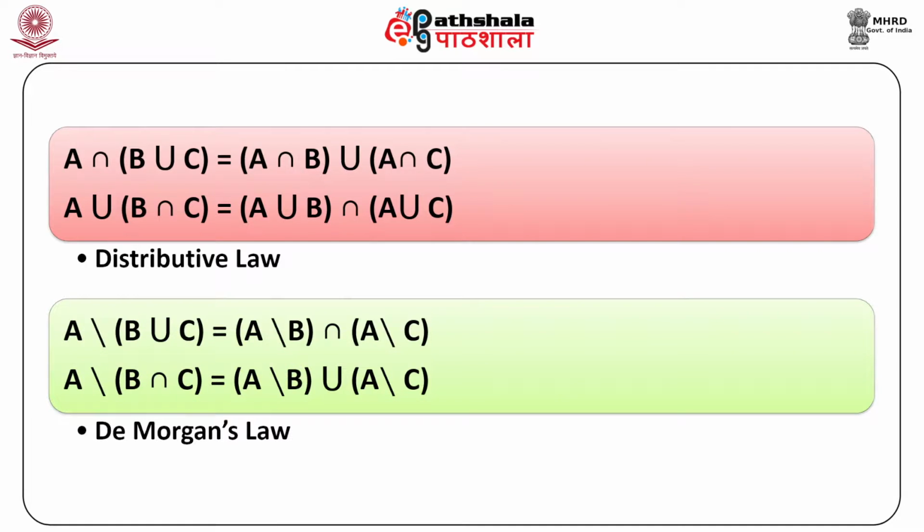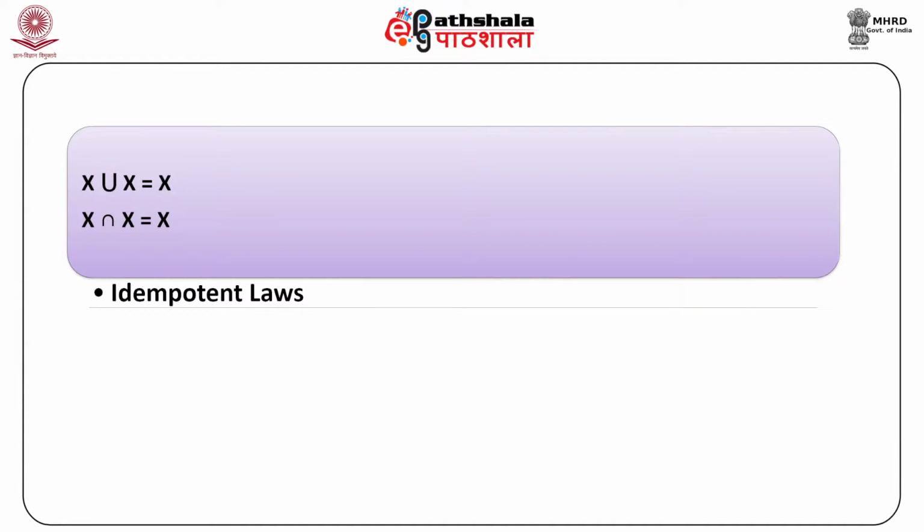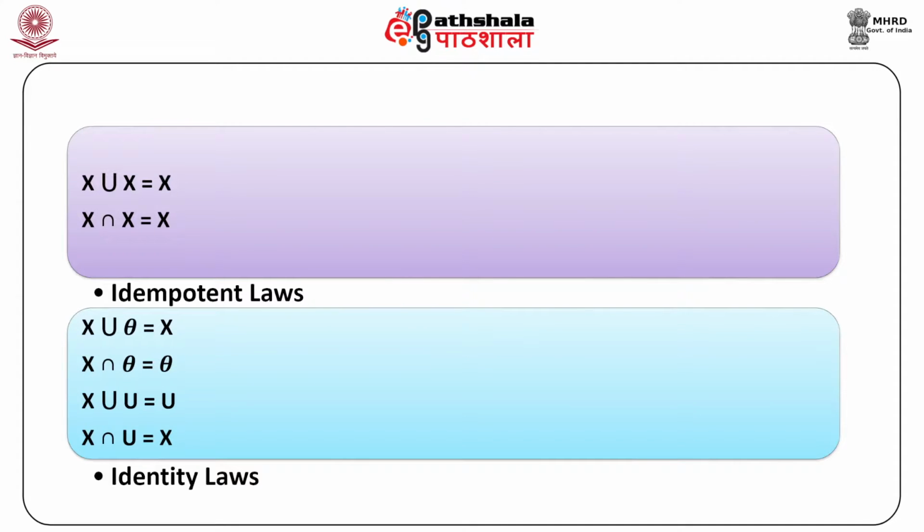De Morgan's law: A oblique (B union C) is equal to (A oblique B) intersection (A oblique C), and A oblique (B intersection C) is equal to (A oblique B) union (A oblique C). Next is idempotent laws. X union X is equal to X and X intersection X is also equal to X. Then identity laws.